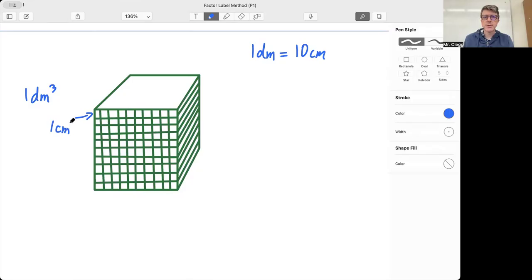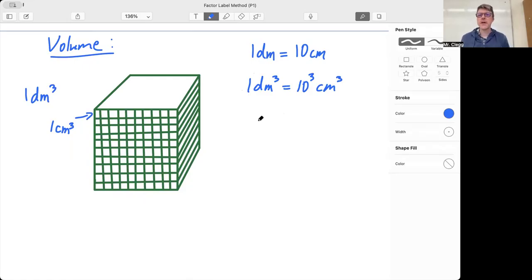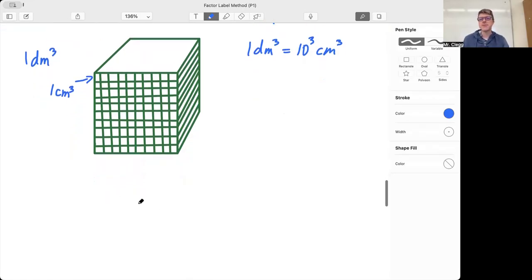So with volume units, you have to cube the conversion factor. It turns out that you can cube this whole thing. We don't have to cube the 1. You can just cube everything, cube the whole equation. So there are 1,000 cubic centimeters in a cubic decimeter. I had to say that very carefully. It's hard to say. All right, so the same process that we used before.